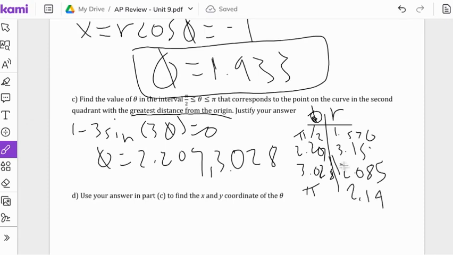Okay, so I think we have a clear winner here. The value of theta where it's the greatest distance away is, sorry, 2.207. Let me find a clearer spot to write that. So theta equals 2.207.